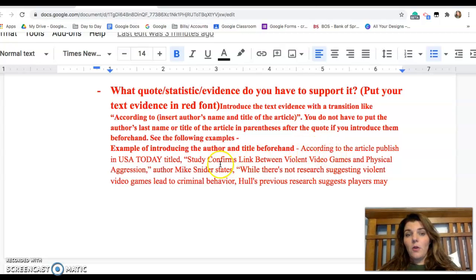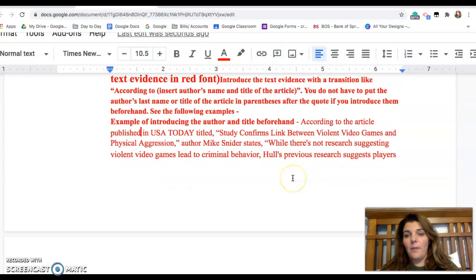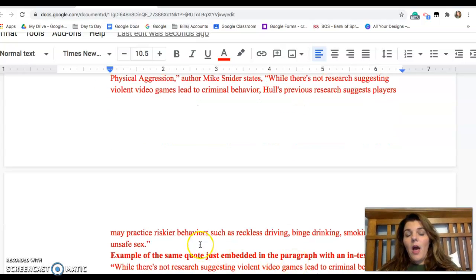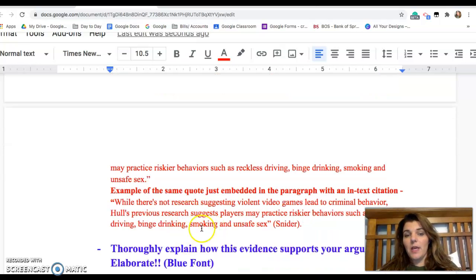So here's an example of introducing the author and the title beforehand, before you use your quote. According to the article published in US Today, titled Study Confirms Link Between Violent Video Games and Physical Aggression, author Mike Snyder states, and then I pasted the quote. Remember, if you're going to cite something, it needs to be word for word, and you use quotation marks. That's signaling to the reader you did not write this.